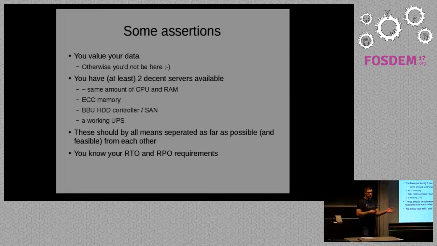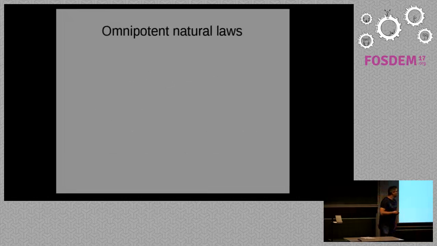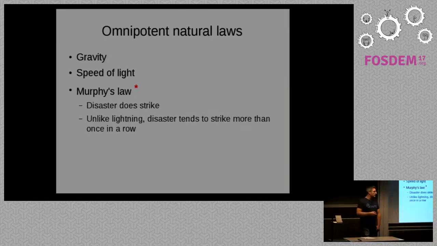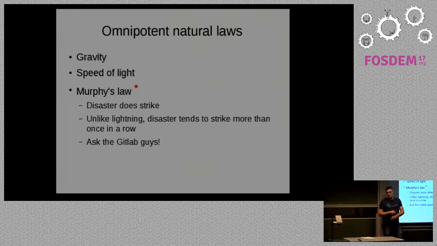So there's some natural laws that are always valid. Gravity, speed of light, Murphy. You all know what Murphy's law is. Okay. Disaster does strike. Unlike lightning, disaster does strike twice in the same place. You see that red point up here? It's the first and last time I mention the GitLab guys, but when I read that I thought, how do you mess that up? Right.